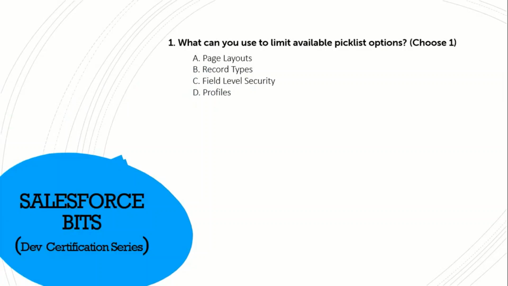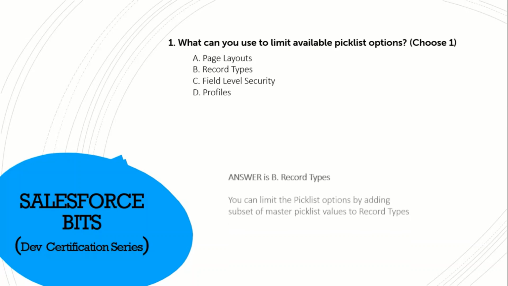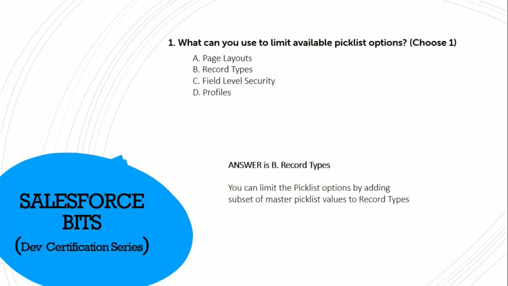So the first question is, what can you use to limit available pick list options? You have to choose one. So the correct answer is record types. Basically, when you create a record type, you can assign a set of the pick list values to that record type. Basically, from a master pick list, you pick a few pick list values and assign them to the record types.